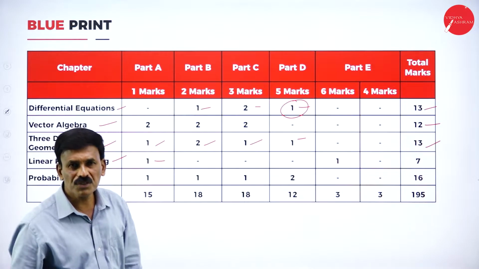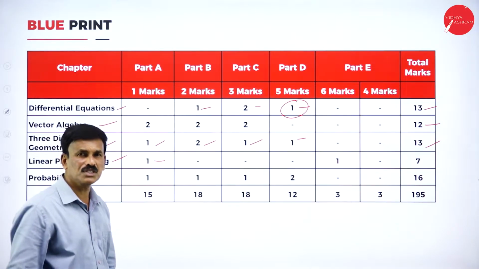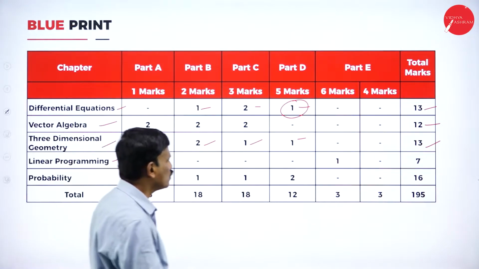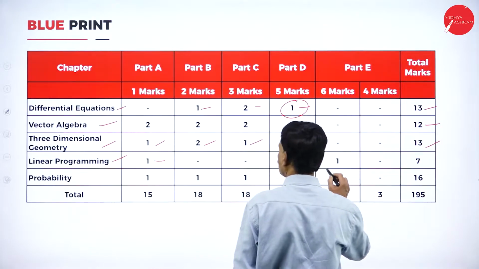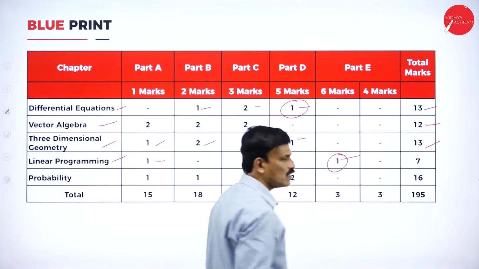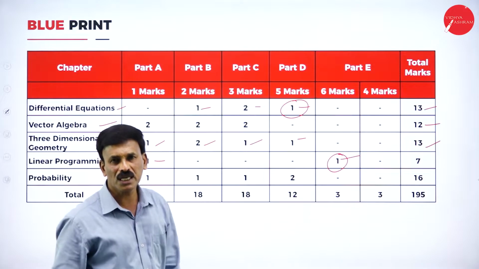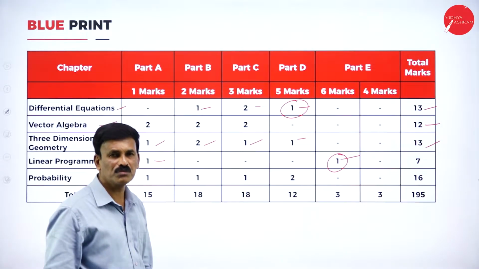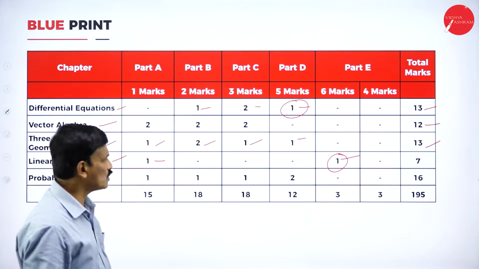So there are few definitions, you are going to get one definition from that part, and one 6 marks question, finding the solution using graphical method. Solving a problem using graphical method you may expect from this. So totally 1 plus 6, 7 marks from this.